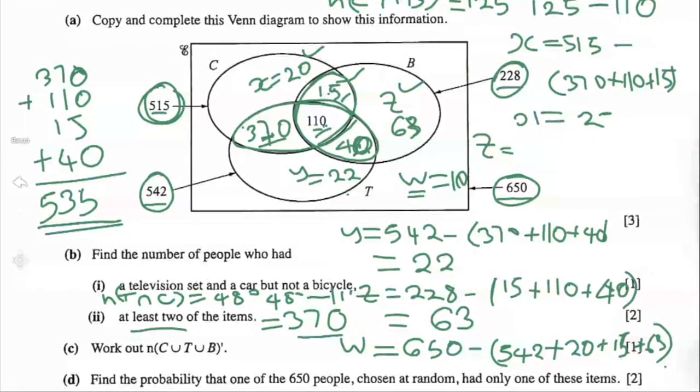Then you work out the number of elements here in (C union T union B) complement. So it's the number of elements which are outside the three sets, that is C, B, and T. In this case, it should be just 10 elements. So it's only 10 there which are outside the three sets. C union T union B complement means outside the union of those three sets. So we'll get 10 people there.